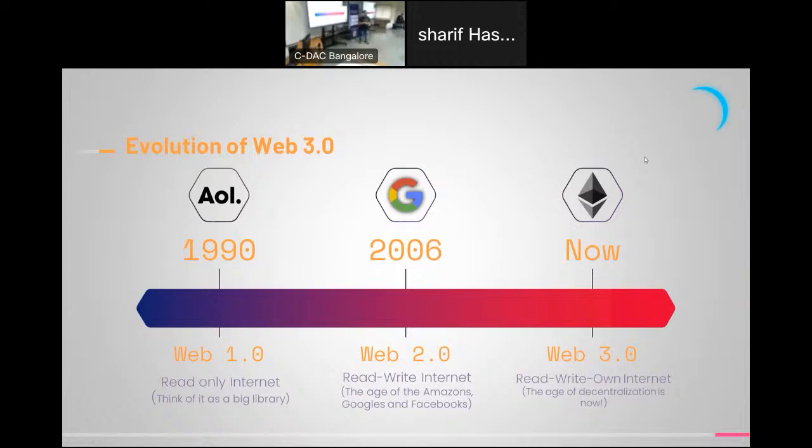So Web3 is built on the belief that users who are generating the data are also capable of controlling the data. Right? And that is what Ethereum is. So here, you not only read the content, you not only write the content, that is, create the content, but you also own the content. Next slide, please.